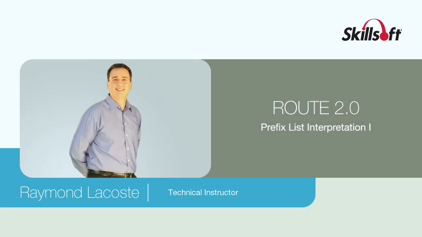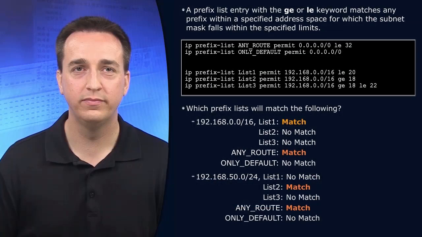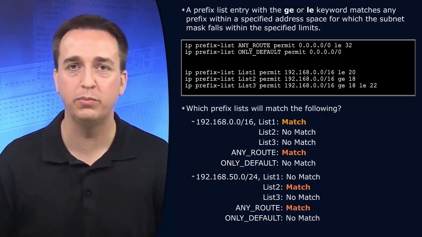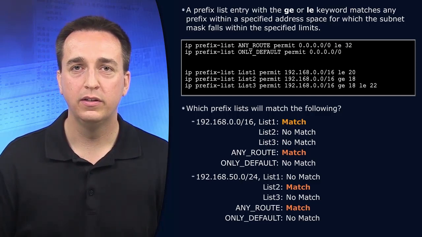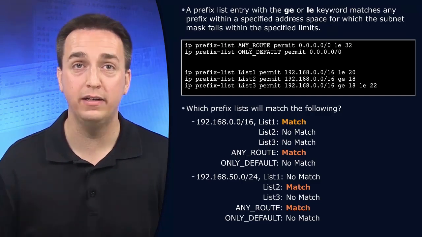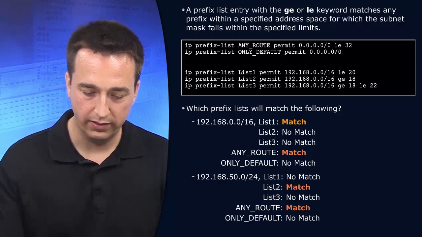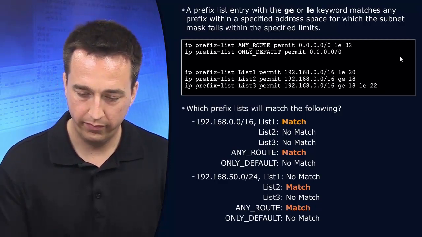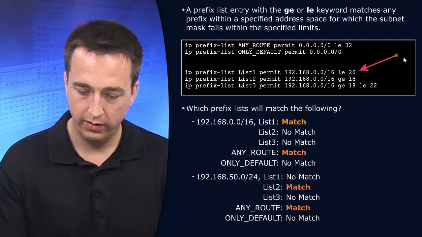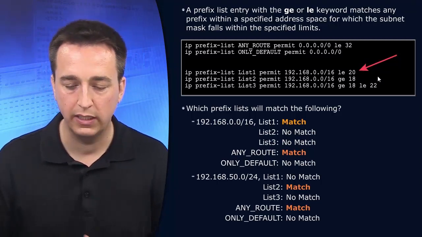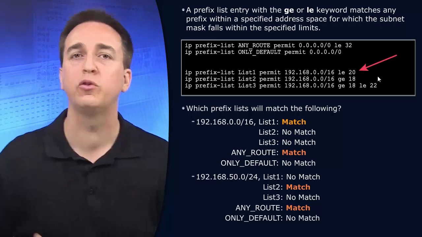Look at these examples. Let's go through these examples, and when we're done, you'll have a better idea of how this works. Let's look at list number 1. List number 1 says, permit 192.168.0.0/16 less than or equal to 20.